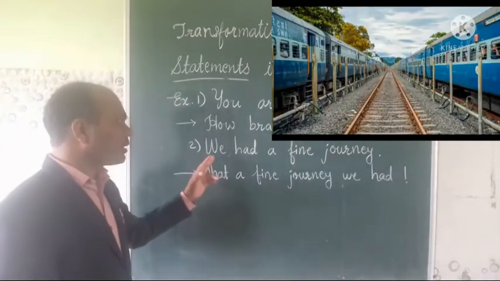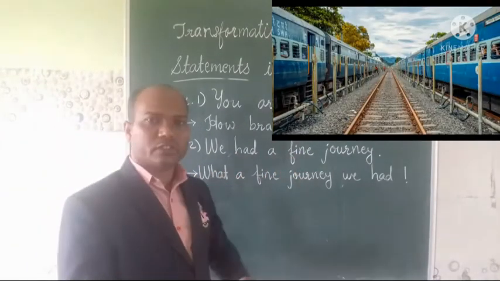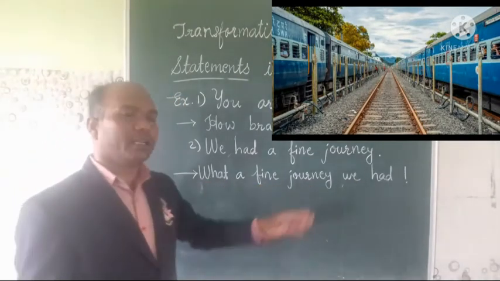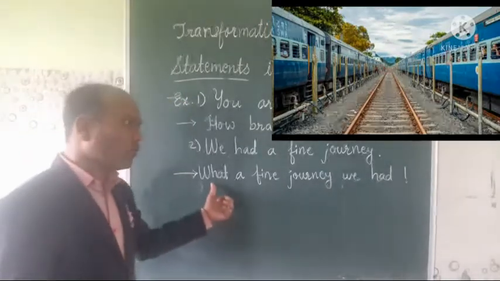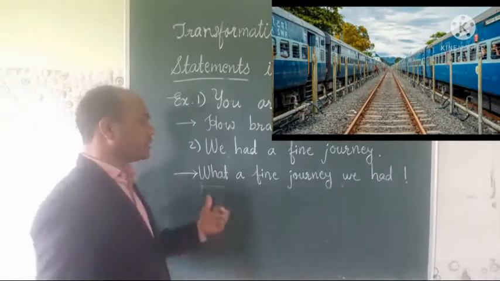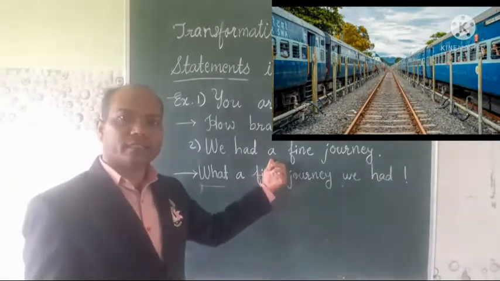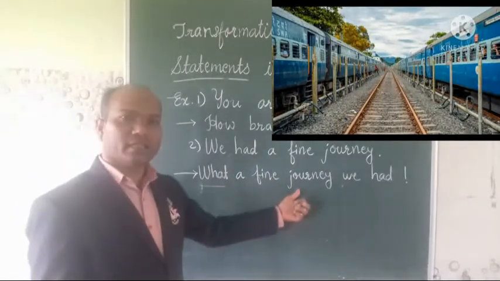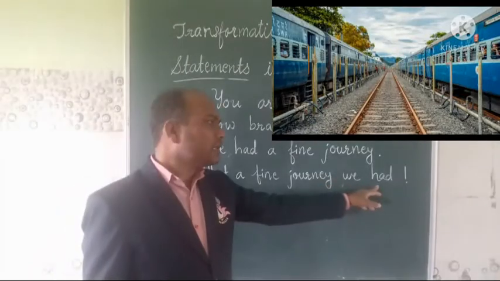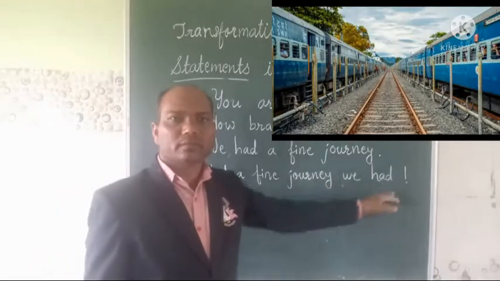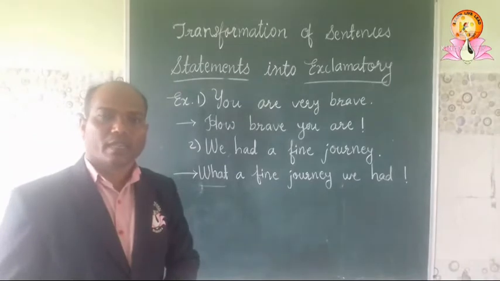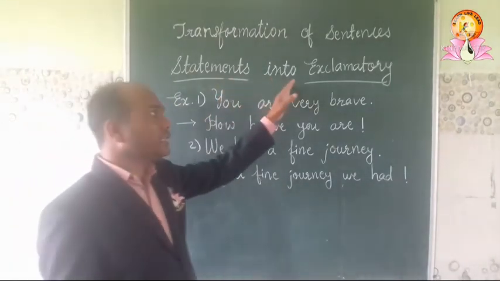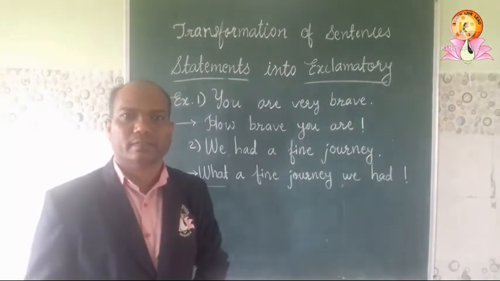Next example, we had a fine journey. Answer, what a fine journey we had. Here what is used because there is a in the statement. So what, after that a fine journey, then subject and verb. The same sentence ends with the exclamation mark. Dear students, in this way we can change statements into exclamatory sentences.